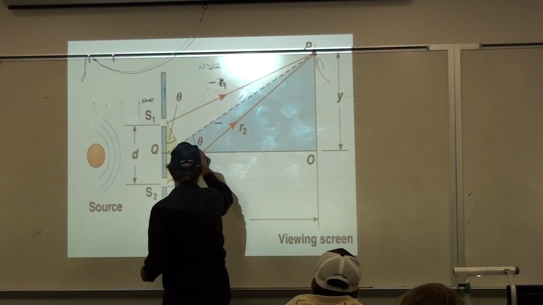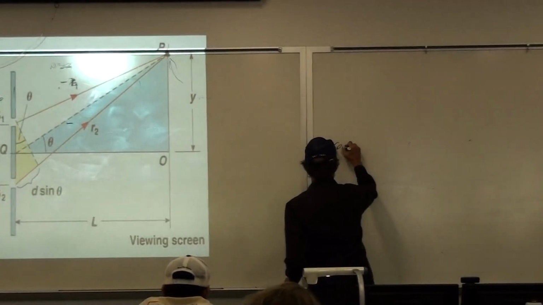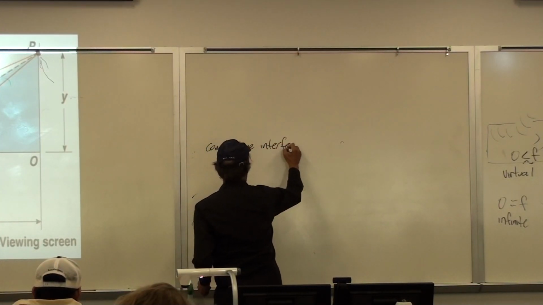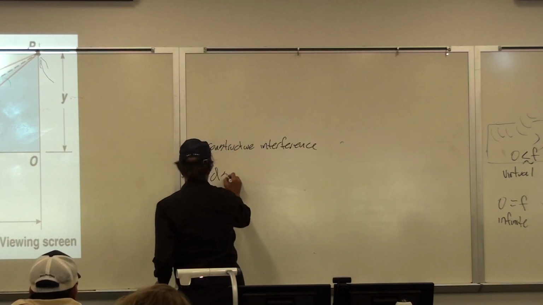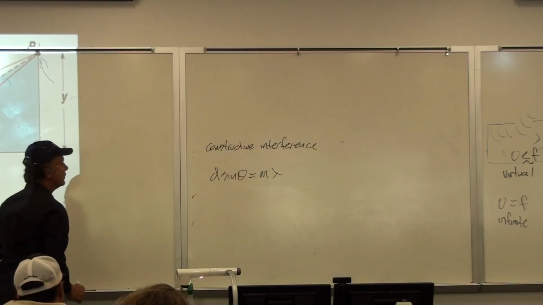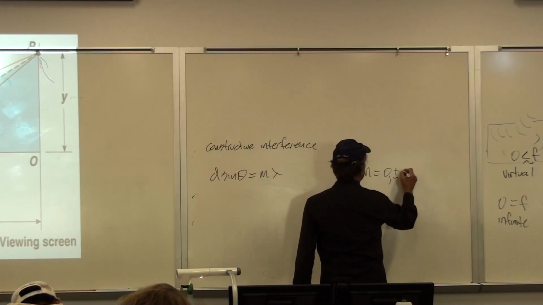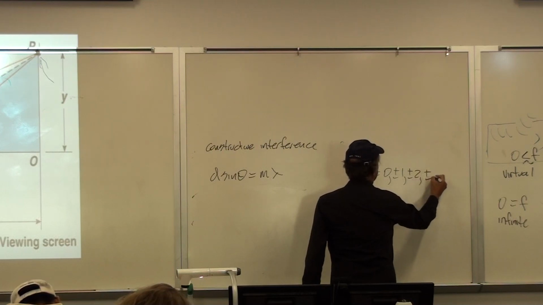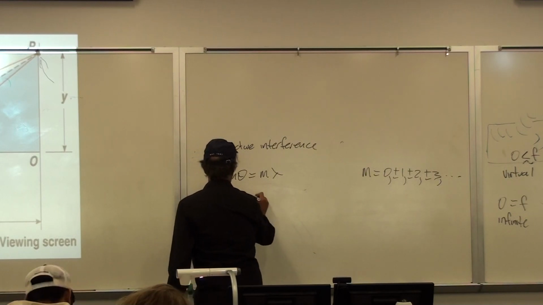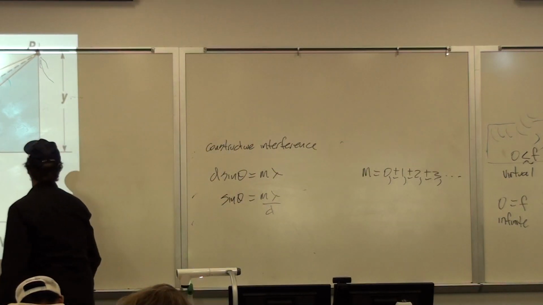All right, so for this constructive interference, we can say that d sine theta equals m lambda. That's our basic equation for constructive interference, where m is a positive or negative integer, and it can be 0. Or sine theta we can write as m lambda over d.